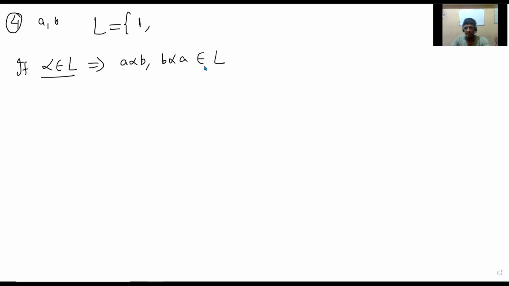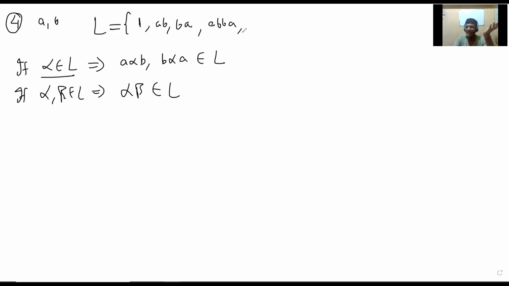And the second condition is if alpha and beta are in L, then alpha beta is also in L. So if you start with the empty string, alpha can be the empty string, meaning just nothing. Then you can append A and B to the endpoints, and you get AB, and then BA. When you have AB and BA, you get ABBA. And maybe you can append A and B to the end of AB and get AABB, and so on. You can get many terms.